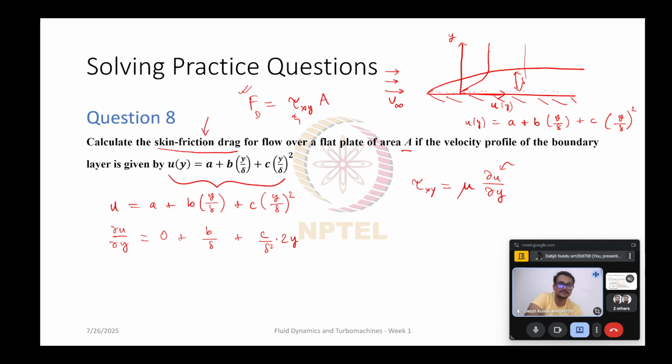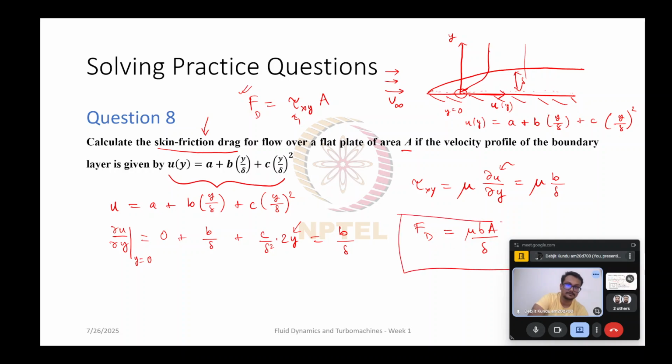And this force is acting in this location over here where y is equal to 0. So this is at y equal to 0. So if I plug in the value of y, I will simply be left with b over delta. And I'll plug this in over here. So it's viscosity multiplied by b by delta. And the drag force would then be equal to tau into area. So this into area. That's it.